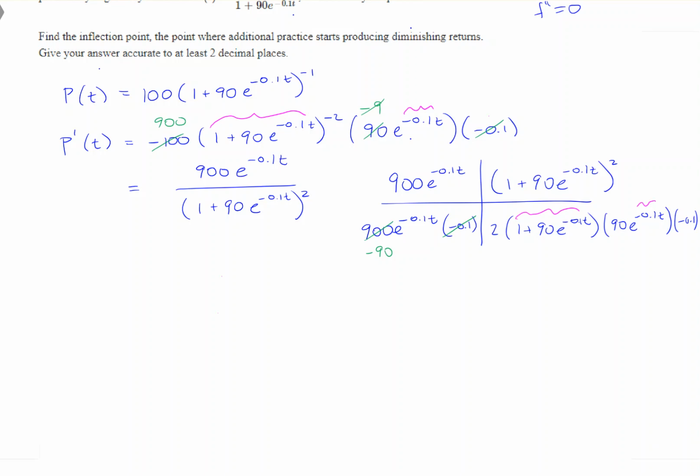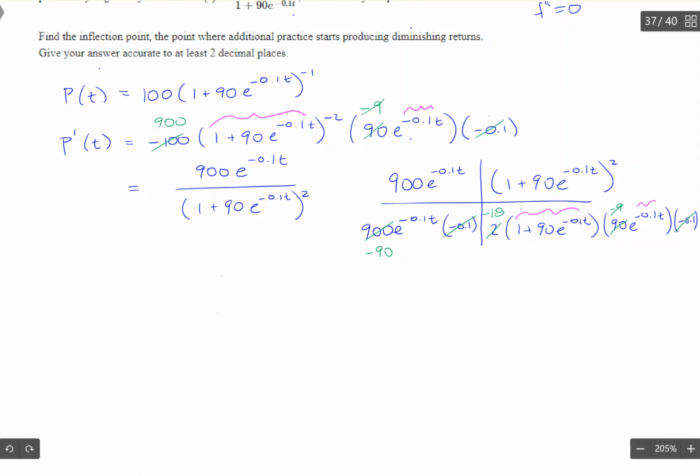That's that derivative. If you'll notice, there's a lot of coefficients here, so I could take negative 0.1 times 90, which would give me negative 9. And then negative 9 times 2 is going to give me negative 18.